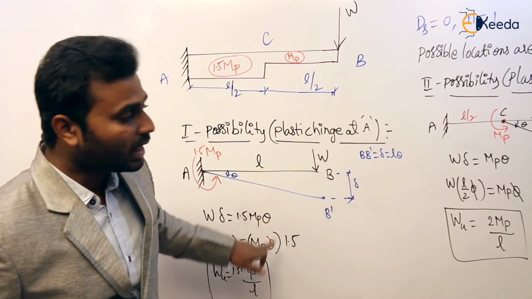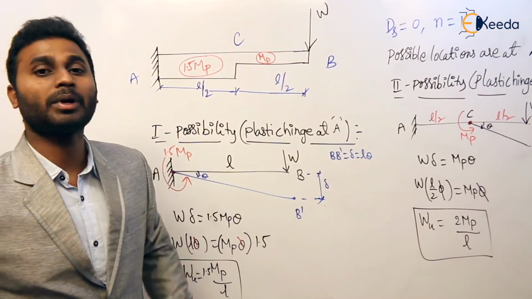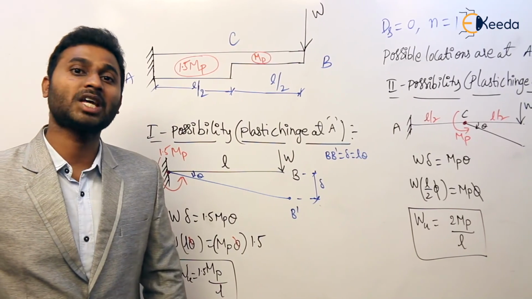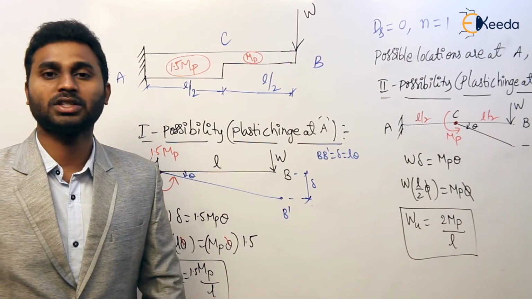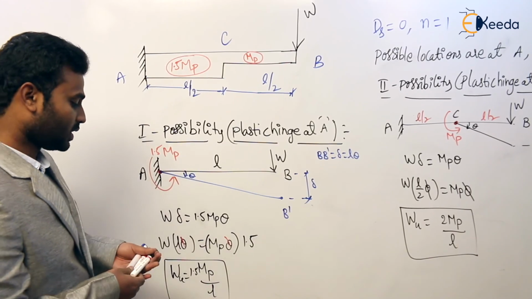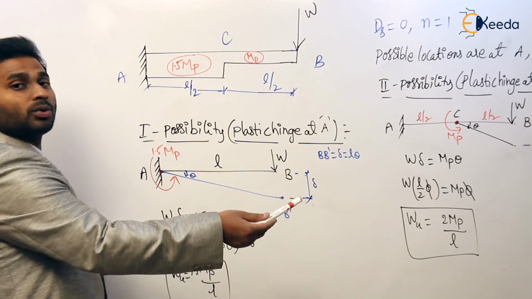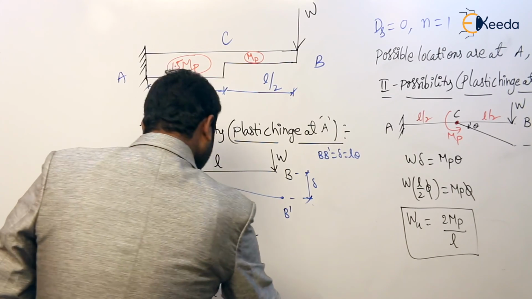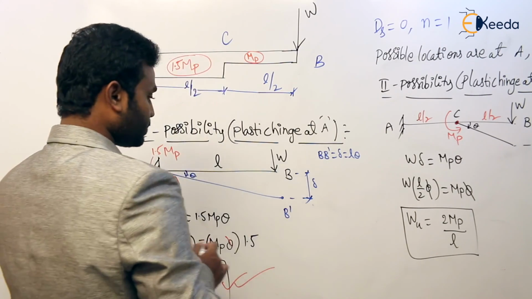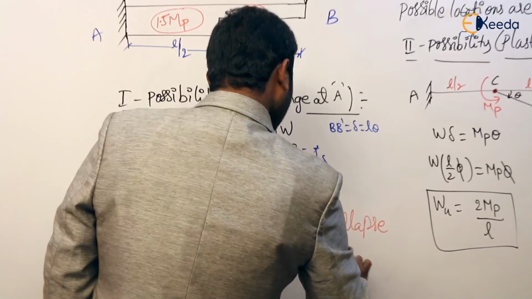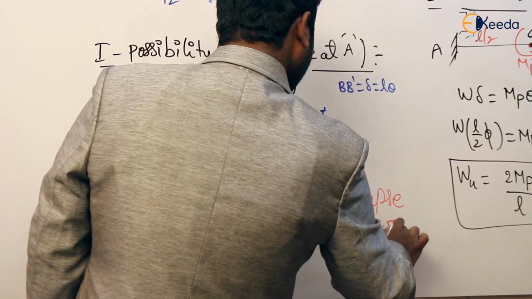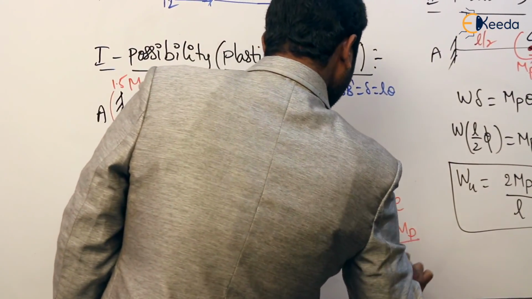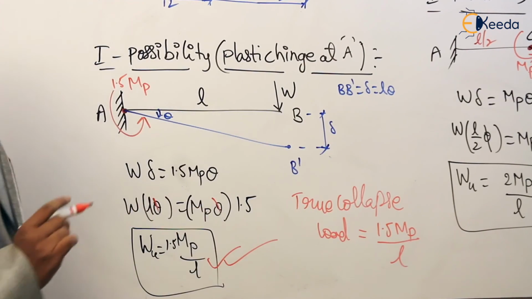So here all the loads are expressed in terms of an internal property, MP, which is known as the maximum moment of resistance of any cross section in a beam. So consider the least. Which is least here, 1.5 or 2? Obviously 1.5 is least. So this is the true collapse load. The true collapse load is 1.5 MP by L in this case. Take it out. So this is how to calculate.